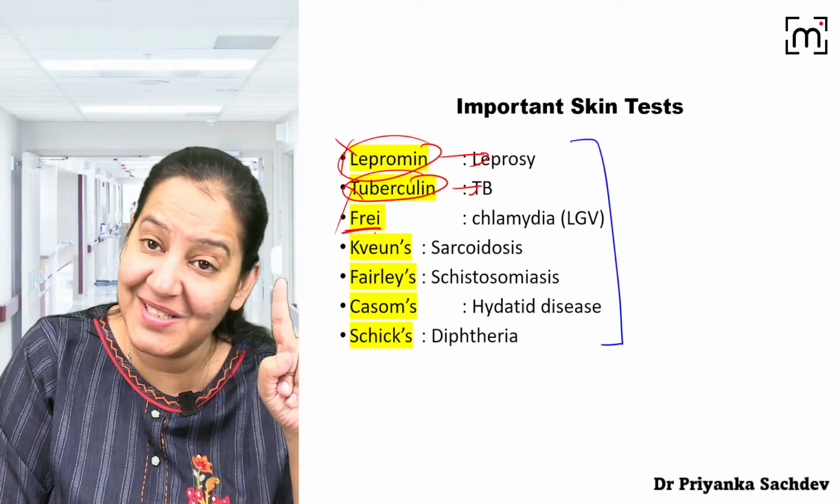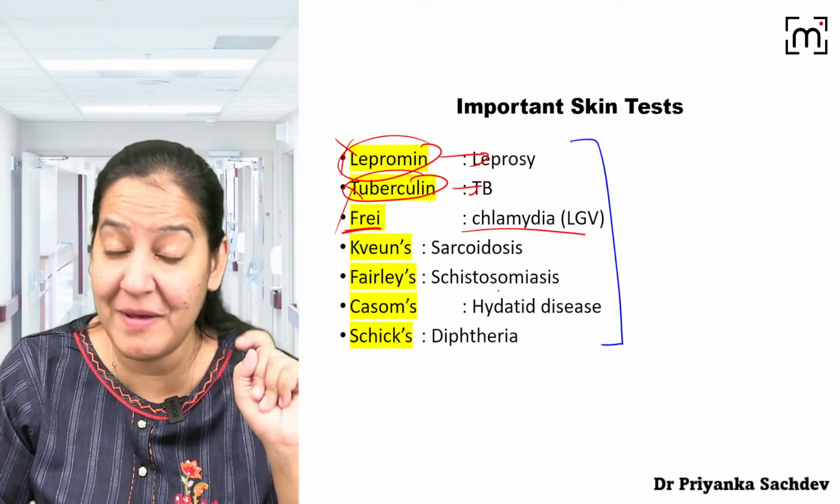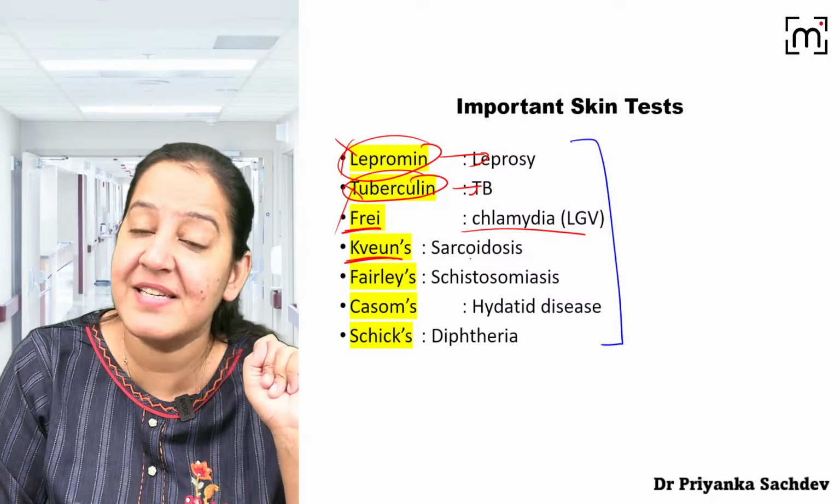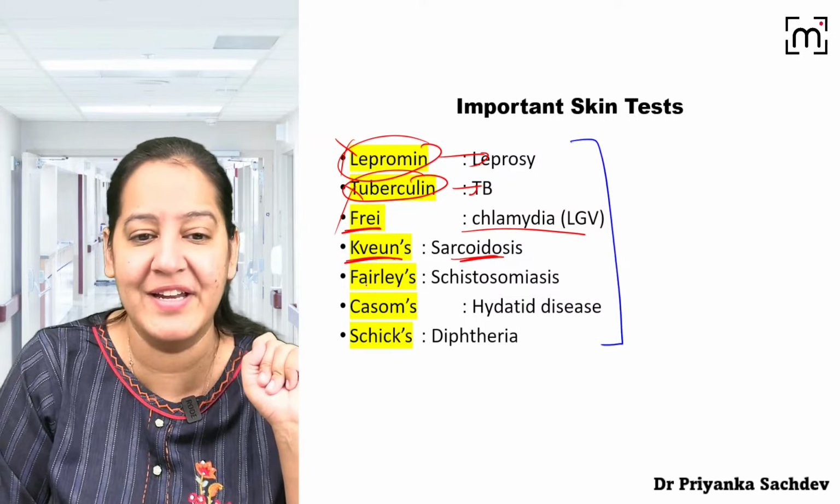But Fry test is also a skin test, and it is done for chlamydia. Do you know that? It's your PYQ, right? Kveim test is also a skin test. It is done for sarcoidosis. It's also your PYQ, right?